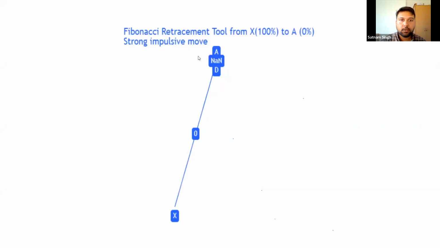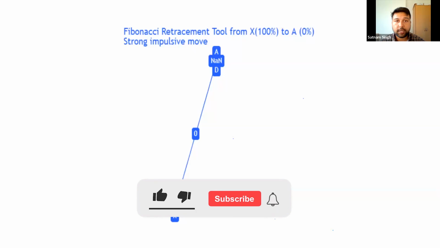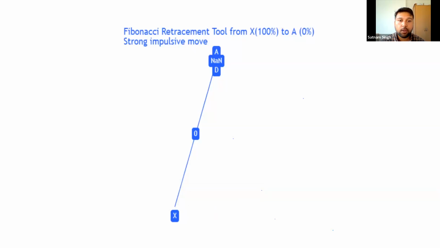Perfect. So when we look for geometric patterns in general, whether that be the butterfly, bat, or crab, it doesn't matter which pattern it is, we always need to start off with a particular tool, which is called the Fibonacci Retracement tool. For those of you that are not familiar with this tool, don't worry, I will explain it in this session. It essentially points out key zones, key levels for price to react to.